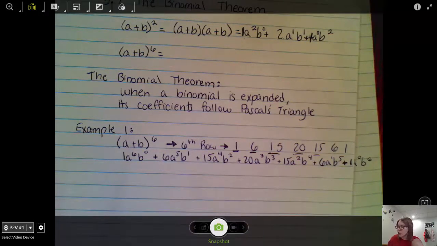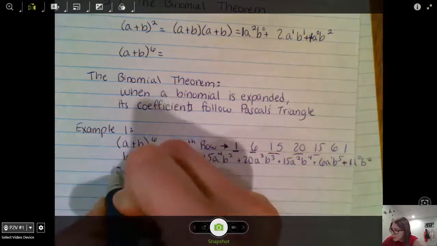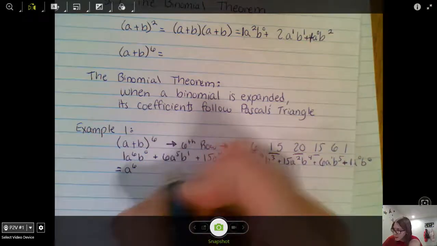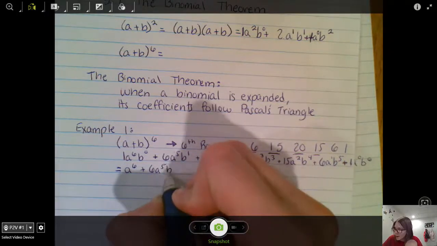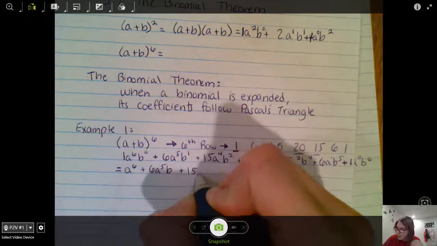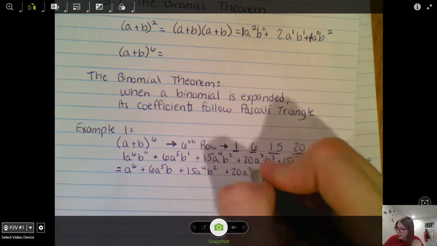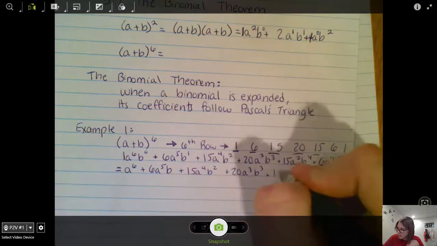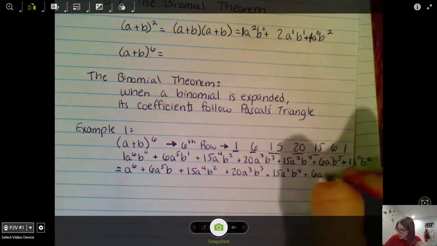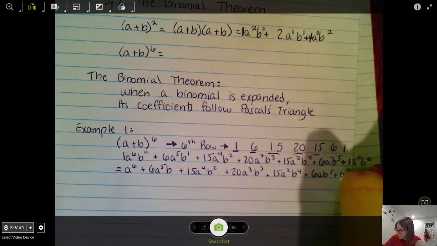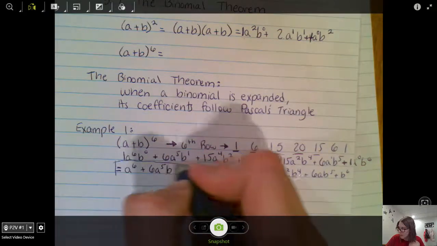After we do that, we can just simplify a little bit more. We don't really need the 1 as the coefficient. We don't really need the b to the 0 power. We have a to the 6th. And here I don't really need the first power. a to the 4th b squared, 20a cubed b cubed. Okay, and then this bottom row would be our final answer.